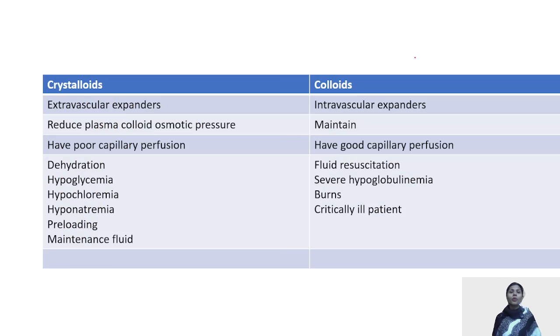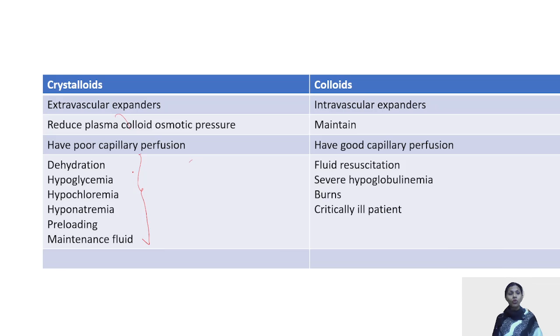Then when we talk about crystalloids, they are extravascular expanders. They decrease the plasma colloid oncotic pressures, and they're generally used in the cases of dehydration, hypoglycemia, hypochloremias, hyponatremias, as a preloading fluid and for the maintenance fluid. In dehydration, you use generally hypotonic solutions or you can use your isotonic solutions.